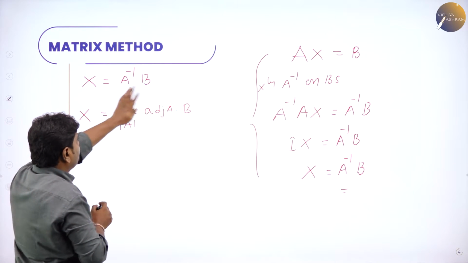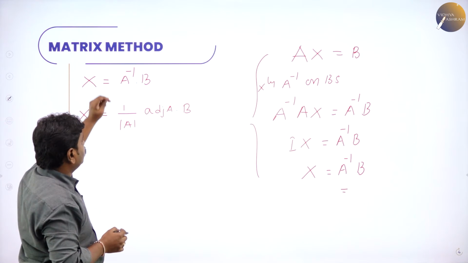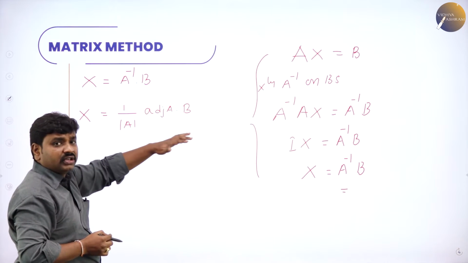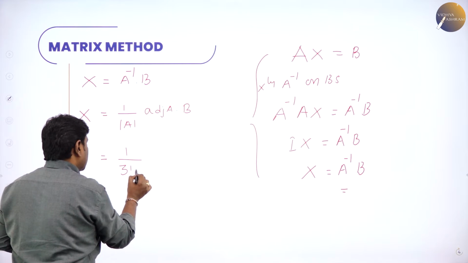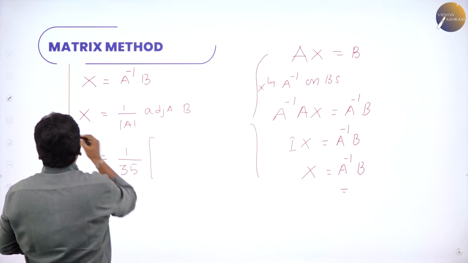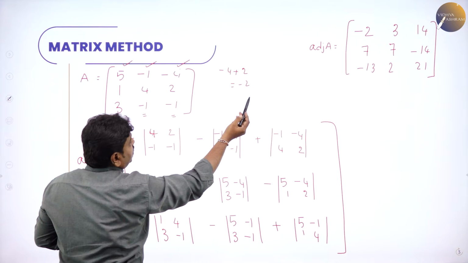So now what is X? X is A inverse B, A inverse into B. A inverse is what? 1 by determinant A into adjoint A into B. So now substitute it. 1 by, in the first step we got the determinant for this problem as 35. Just now we got the adjoint. So refer, we got the adjoint as minus 2, 3, 14.